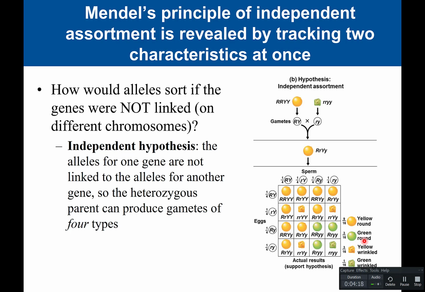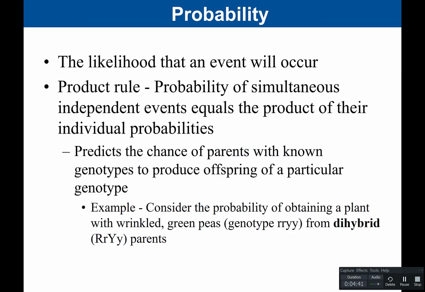Now, does that mean that all genes assort independently? No, because if they are on the same chromosome, and especially if they are close together, then those traits won't assort independently. But in the case of what Mendel was looking at, his traits did assort independently, and that's because they were on separate chromosomes. So when we look at genetics, we talk about probabilities, and that is the likelihood that an event will occur. We have what's referred to as the product rule, and that is the probability of simultaneous independent events equals the product of their individual probabilities.